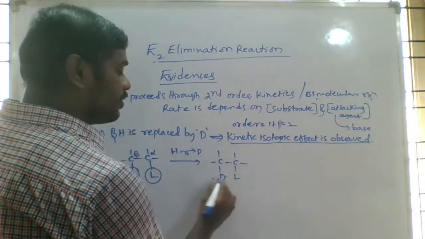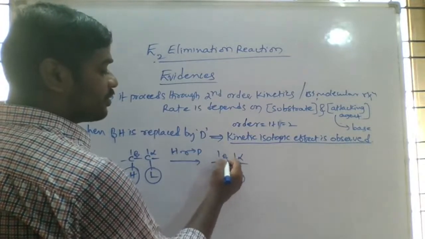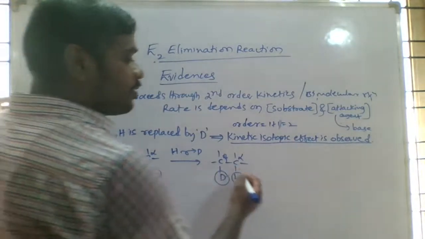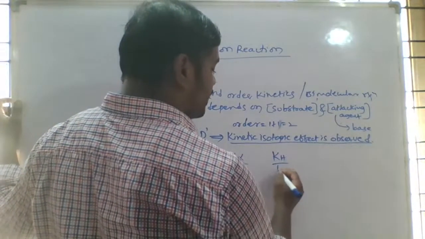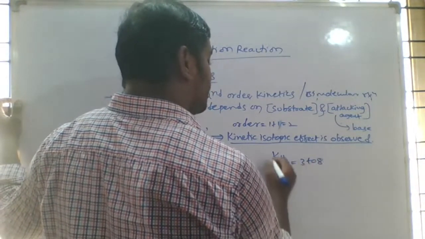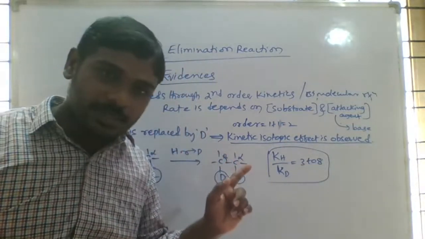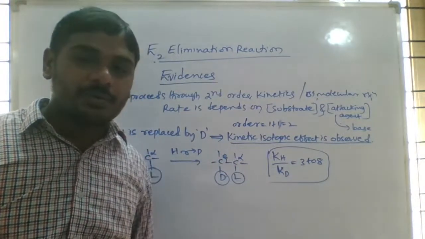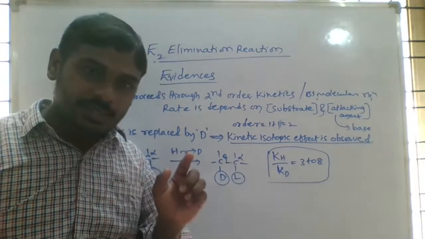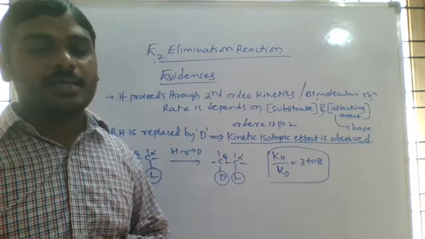So with respect to hydrogen replaced by the deuterium, which is there at the beta position, the rate also changes. So this rate ratio is mainly kH by kD. That's what happened here: this is 3 to 8 times changes. So this kinetic isotopic effect is observed in the case of the E2 elimination reactions. And one more point, the kinetic isotopic effect is not observed in the case of the E1 elimination reaction.